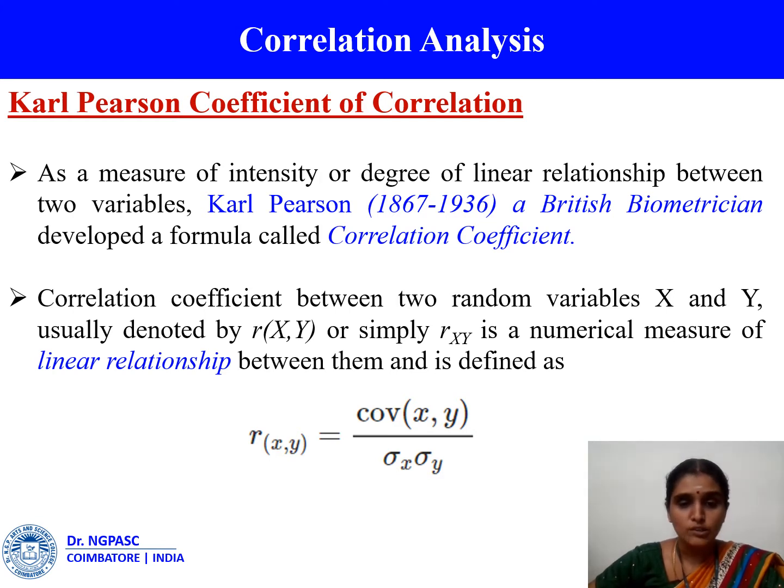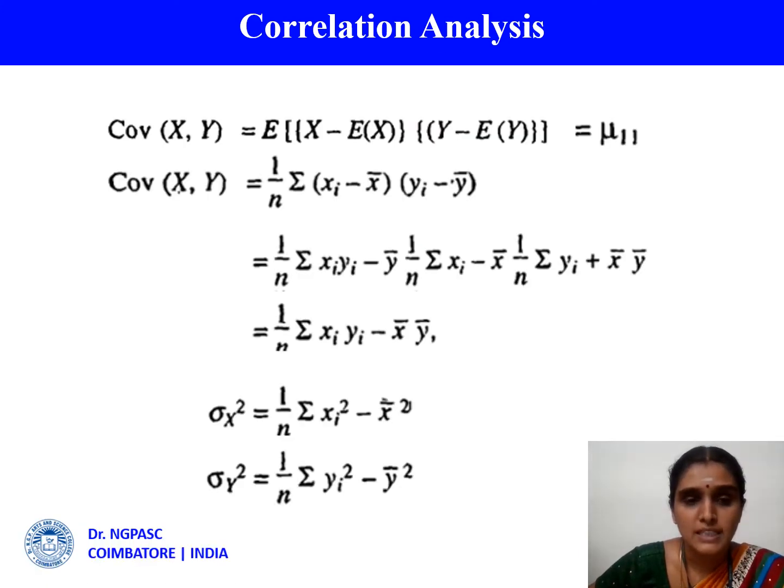to covariance of x, y divided by sigma x into sigma y, where covariance of x, y is equal to expectation of x minus E of x into y minus E of y, which is also called as mu11. For this reason, we can also call the Pearson coefficient of correlation as product moment correlation. Now you write the formula for expectation of x minus E of x into y minus E of y, which is equal to 1 by n into summation xi minus x bar into yi minus y bar.